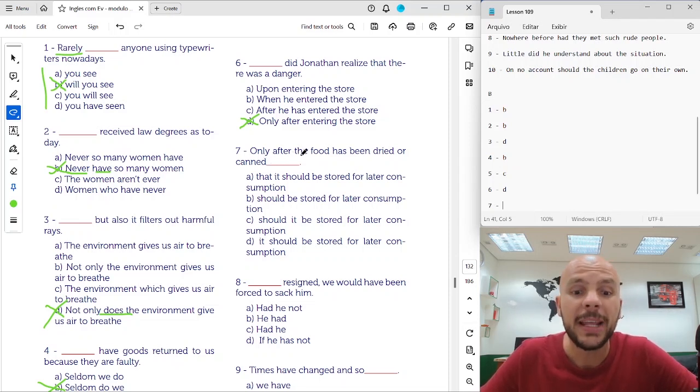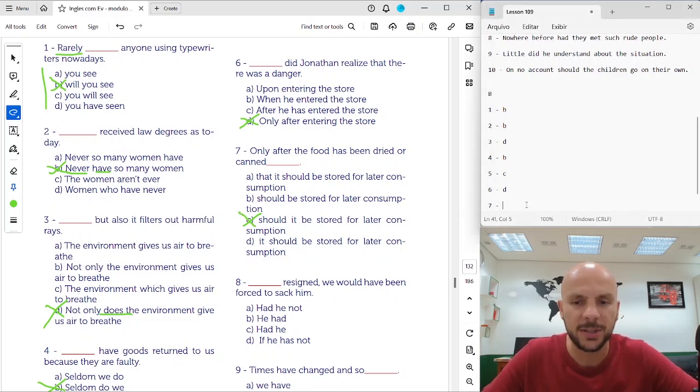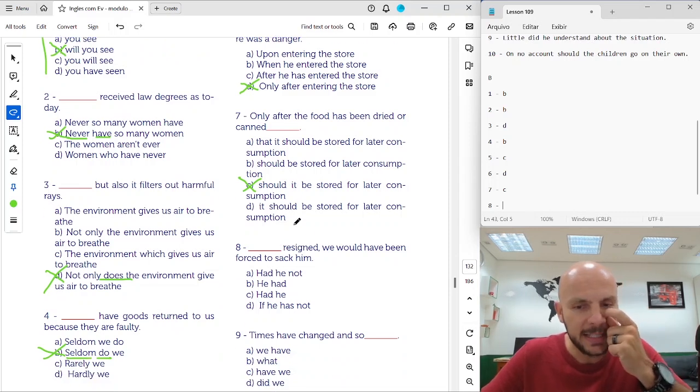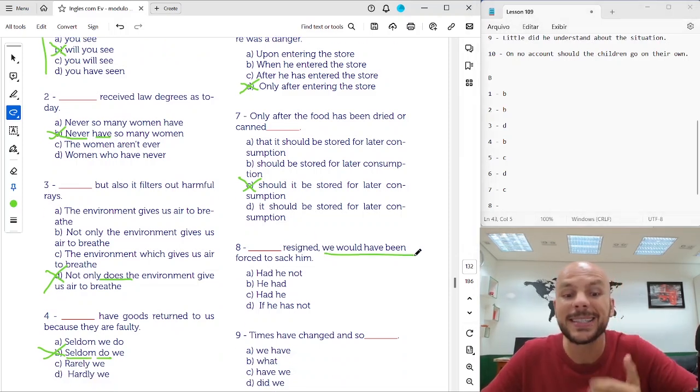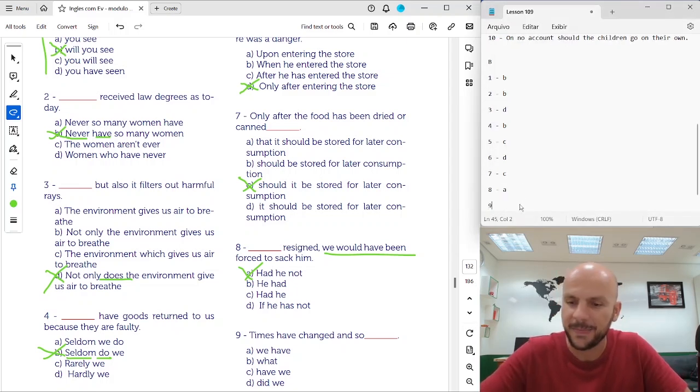7. Only after the food has been dried or canned, should it be stored for later consumption? Should it be stored for later consumption? 7 letter C. 8. Resigned, we would have been forced to sack him, okay? Had he not resigned, we would have been forced to sack him, okay? Had he not resigned, 8 letter A.